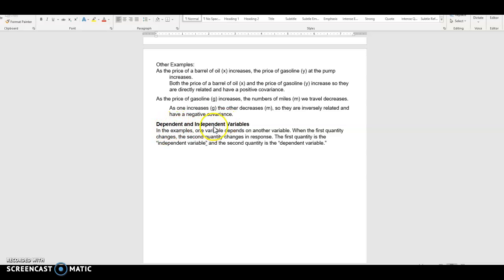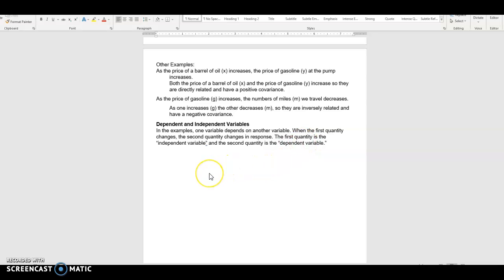So just remember, in a dependent and independent variable, one variable depends on another variable. When the first quantity changes, the second quantity changes in response. So the first quantity is the independent variable, and the second quantity is the dependent variable. So in my example up here, the price of the barrel of oil is your independent variable, and the price of the gasoline is a dependent variable. In the second example, the price of the gasoline is the independent variable. The number of miles we travel is the dependent variable.